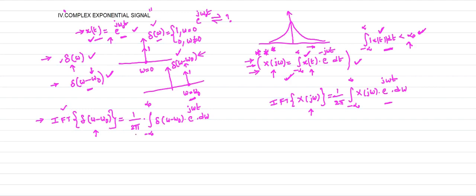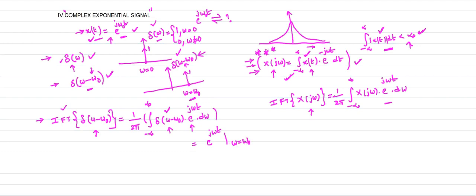I write the formula for the inverse Fourier transform, which is 1 by 2 pi, integral from minus infinity to plus infinity, where the signal is delta of omega minus omega naught times e power j omega t d omega. Now you observe here, what is the result of this integration? I already told you in the last class, whenever you multiply any signal with the impulse signal, you should get the value of this signal at omega equal to omega naught only.